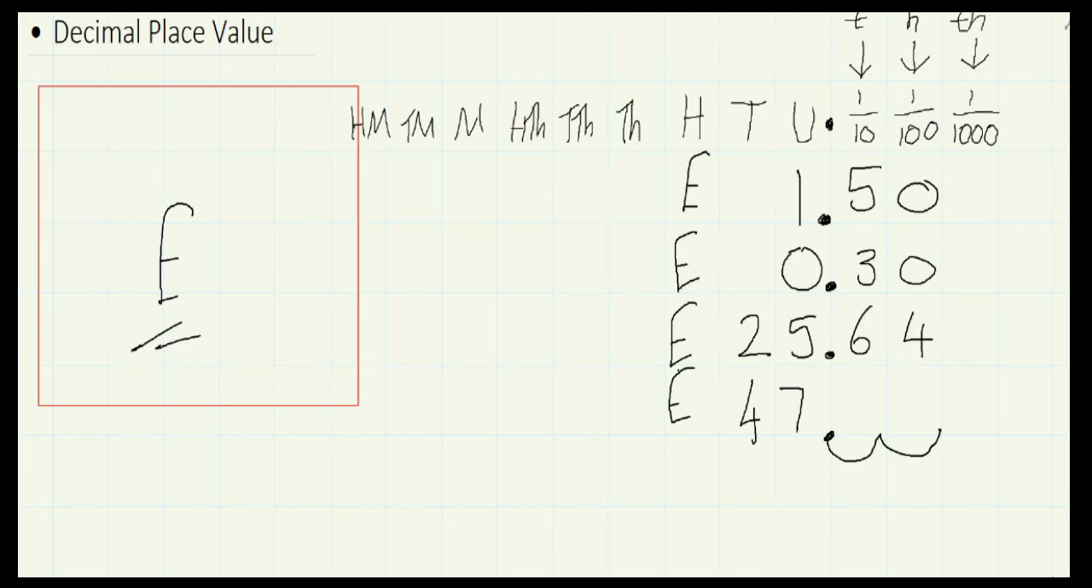Now, what happens if you don't have any value in the decimal area, as in you don't have any pence? You just put your placeholders in. What are placeholders? Our placeholders are 0. Does it change the value of what £47 is? No. It just shows us that we have £47 and no pence whatsoever.